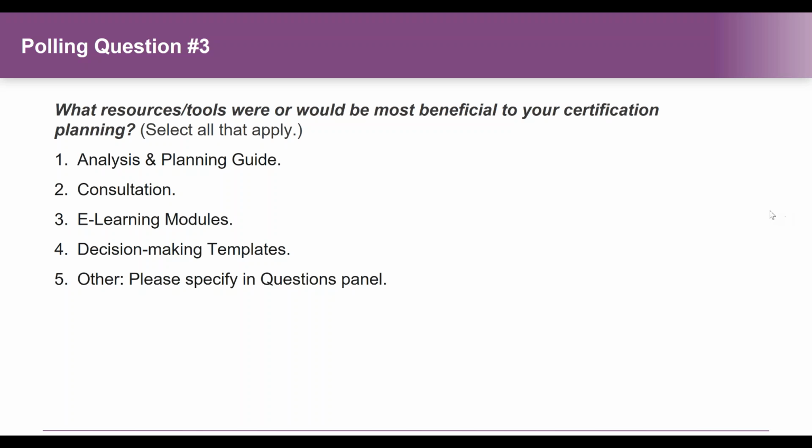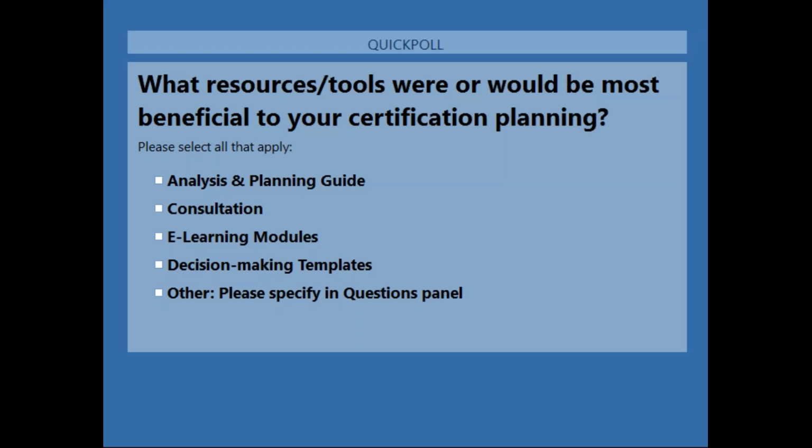The 4th option are decision-making templates, and we also have some online that can be helpful to you as you talk to your executives, for example. And finally, other. So if there's something that we're not doing but that is a need and would be helpful, please put it on the questions panel. It would be something that would be very helpful to us. So let's launch the poll. And this is a way for us to take a pulse and see if what we're doing is right or we should be putting resources into something new.